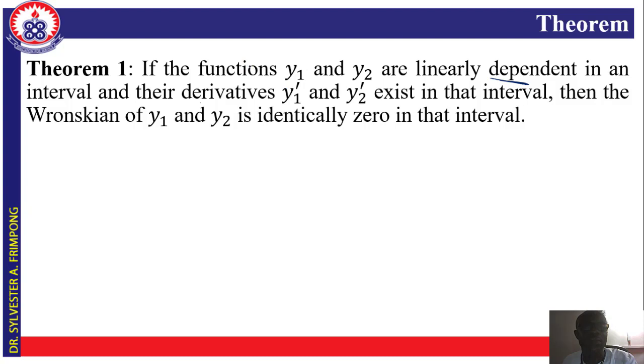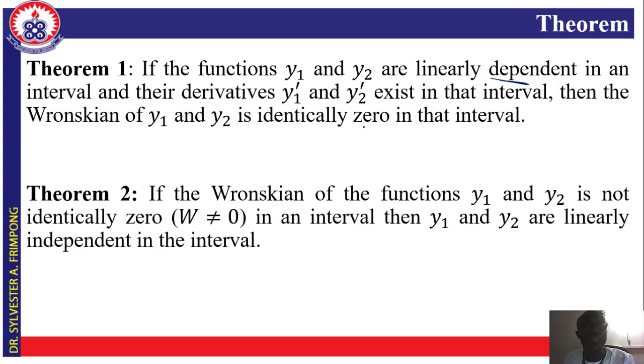If you have a system of linear equations, whether 2, 3, 4 equations, and all the equations are a dependent system, then the determinant of the coefficient matrix will be 0. So that's a similar issue here. We are saying that if the two functions are linearly dependent, then their Wronskian is going to give you 0. The second theorem says that if the Wronskian of the functions y1 and y2 is not 0 in their interval, then y1 and y2 are linearly independent.